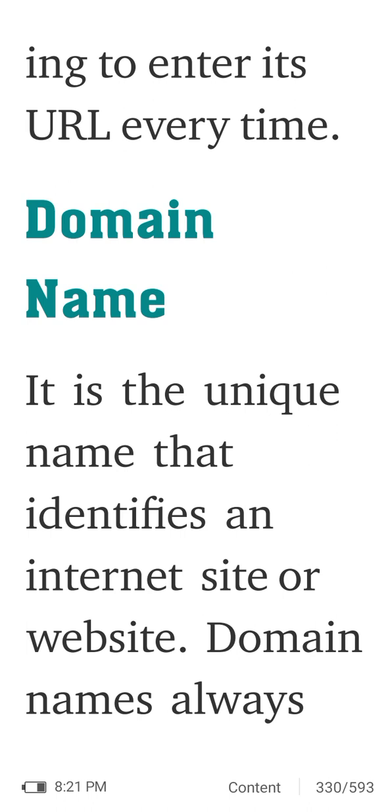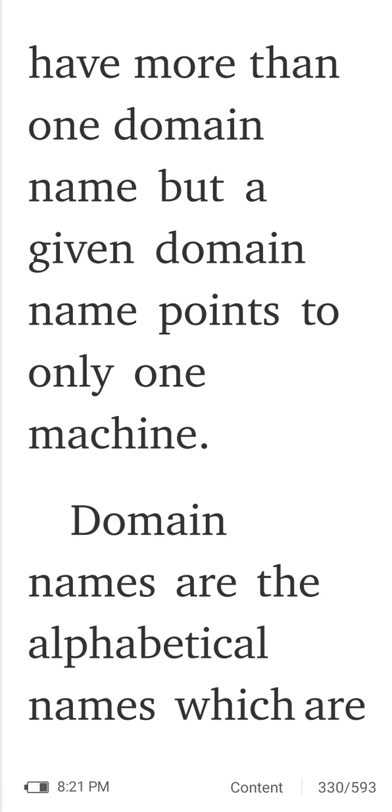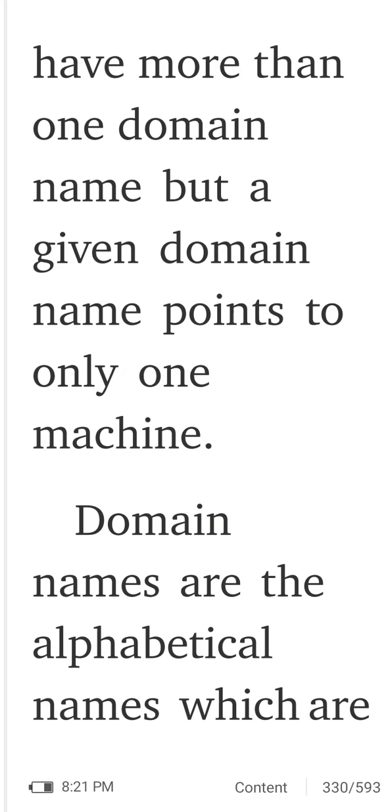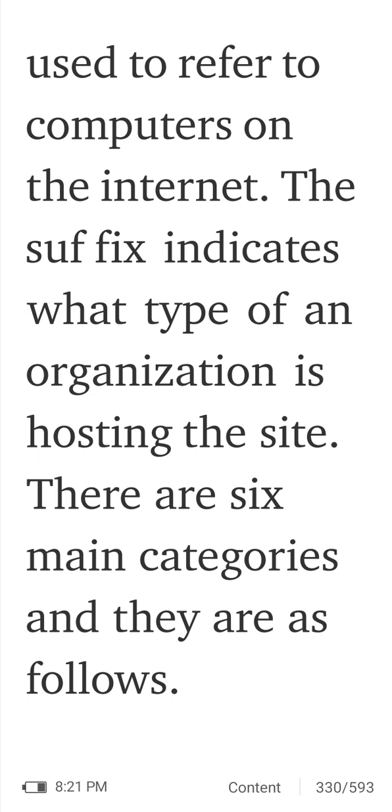The domain name is the unique name that identifies an internet site or website. Domain names always have two or more parts separated by dots. The part on the left is the most specific and the part on the right is the most general. A given machine may have more than one domain name, but a given domain name points to only one machine. So domain names are the alphabetical names which are used to refer to computers on the internet.